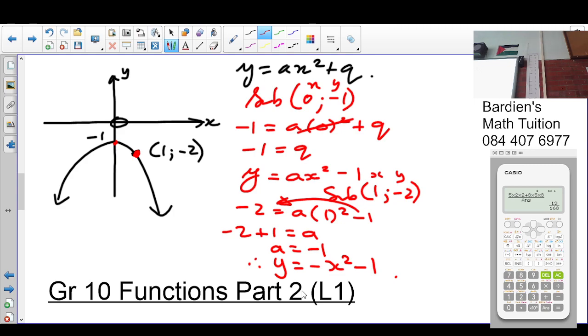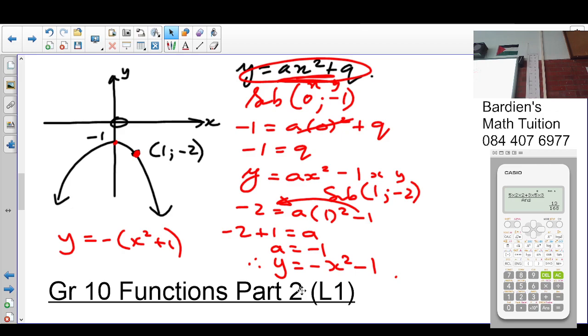You can, and then, but remember the standard form. If you're going to take out the negative here, it's going to read y is equal to negative x squared plus 1. But that standard form has no brackets in it. You understand? So we wouldn't go that far.